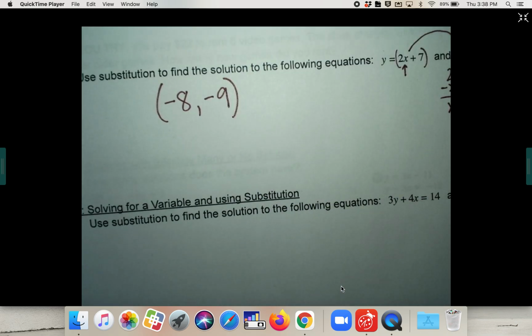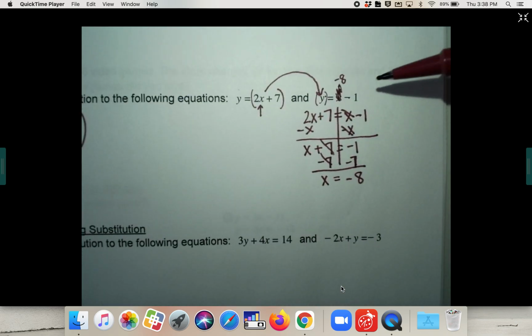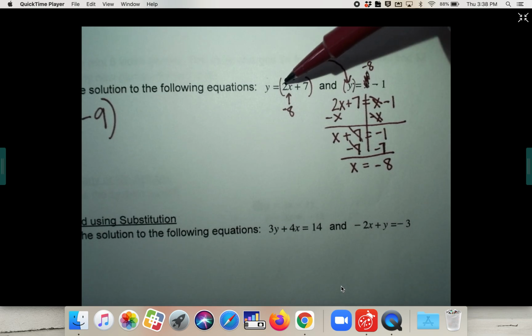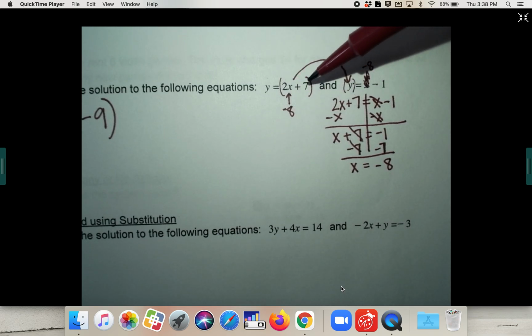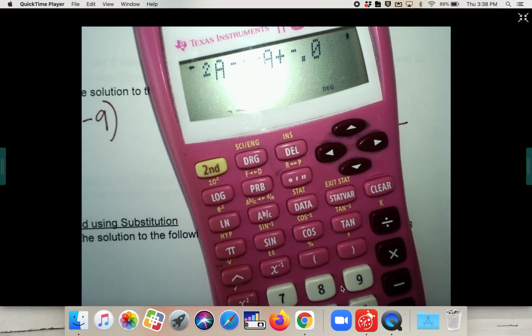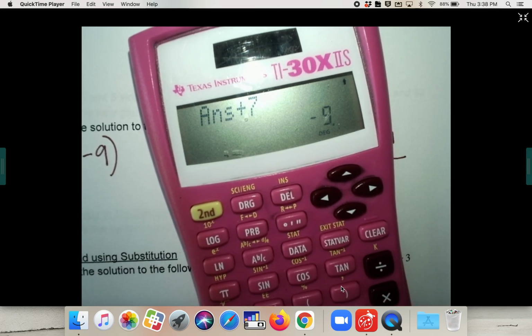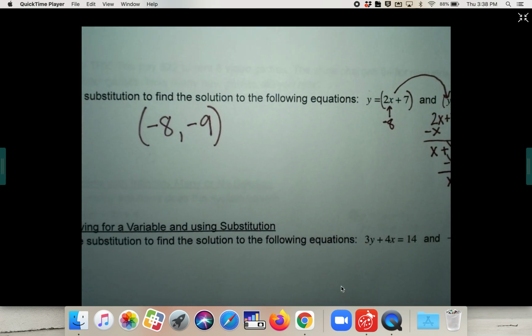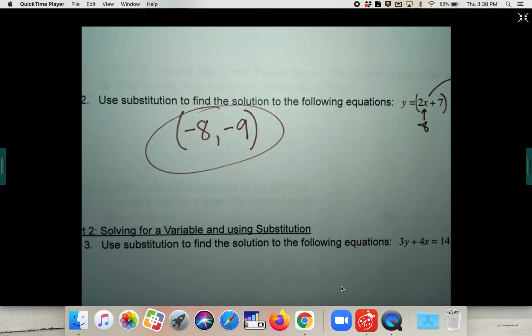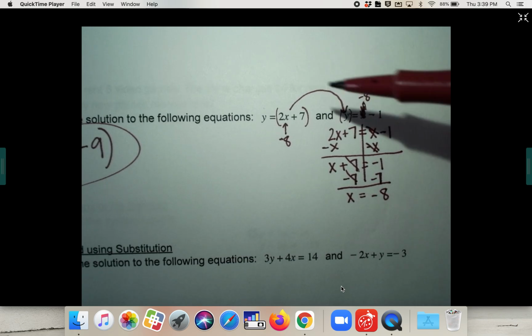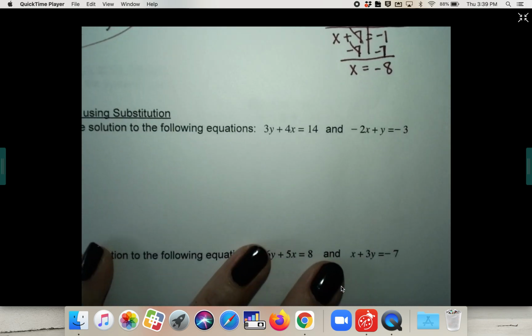I know some of you skeptics might be like, yeah, but it's negative 9 in this equation, but what would it have been if she plugged it into this equation? Let's see. If I plugged in negative 8 here, it would have been 2 times negative 8 plus 7. Guess what? It didn't matter which equation we chose. It's going to be negative 8 comma negative 9 in either equation. So you can substitute it in either one. All right, let's try another one.